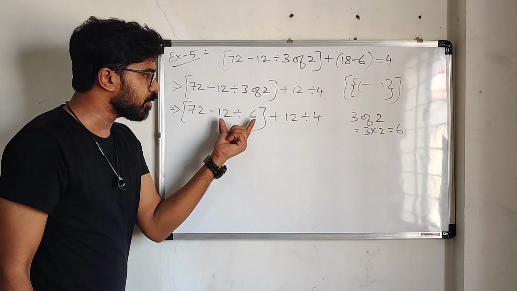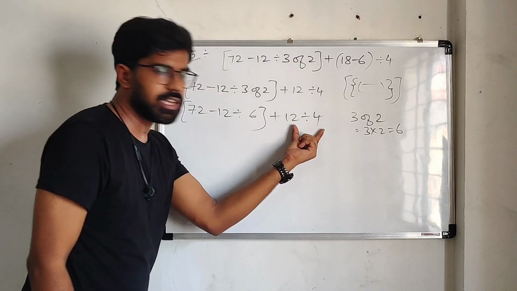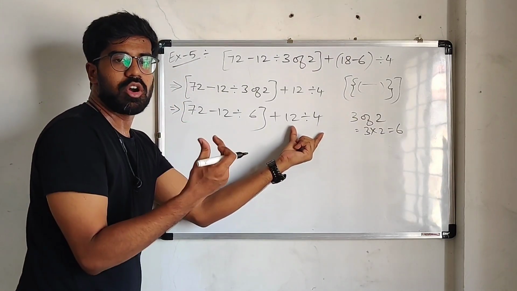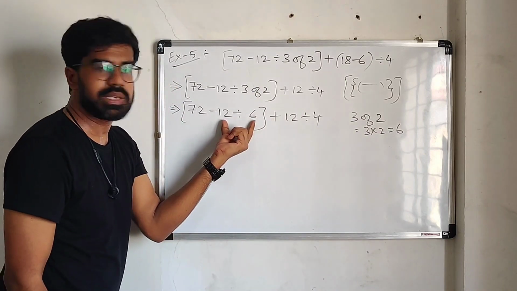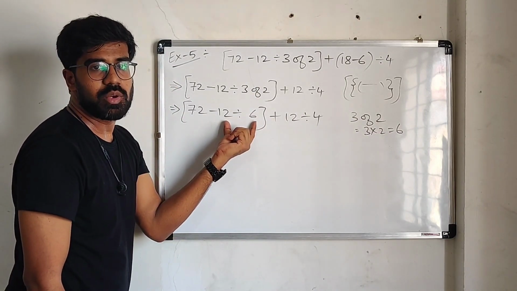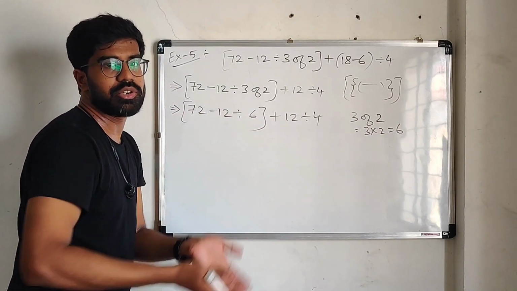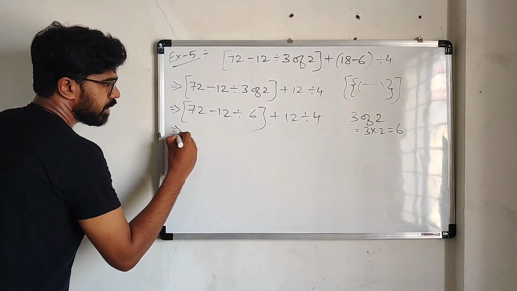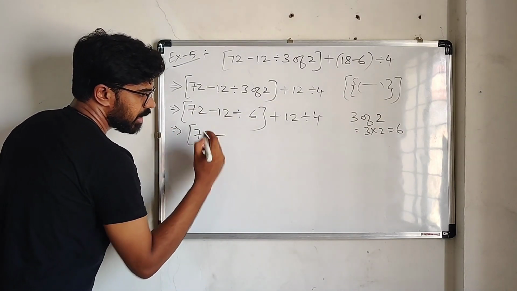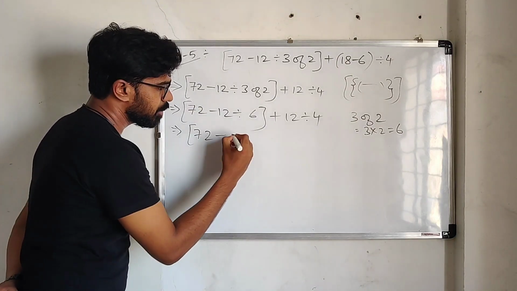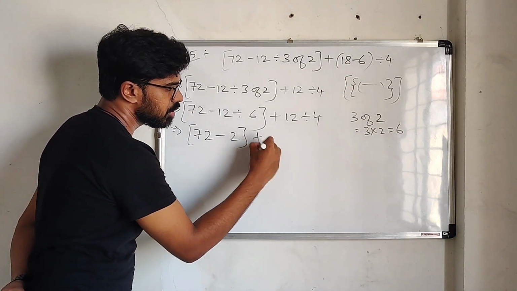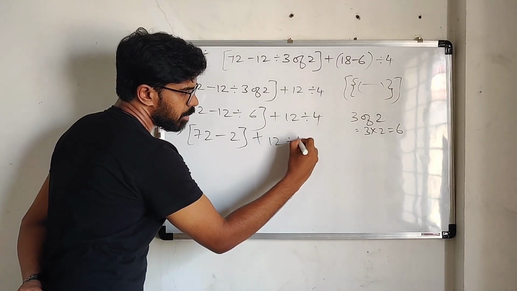Now, here you have 12 divided by 6. Here you have 12 divided by 4. After the word of, you are going to do division. Which division you will do? You will do 12 divided by 4 or 12 divided by 6? You have to do the one which is inside the bracket because you did not solve the brackets yet. Right? 72 minus 12 divided by 6. What is 12 divided by 6? 6 2s are 12. So simply I will be writing 2. Bracket close plus 12 divided by 4.